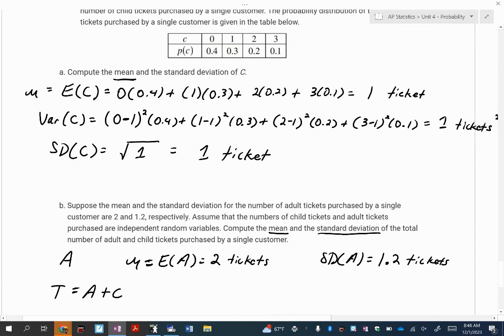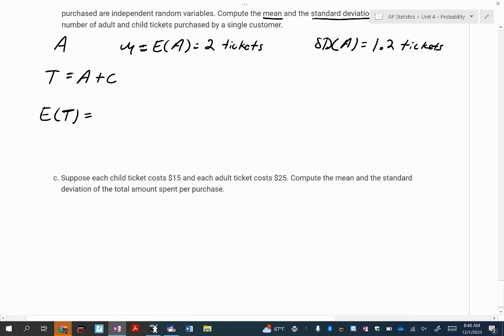You add this mean, which was 2, to the one we just found earlier. What was our mean of the child tickets? Oh my goodness, we did it. So I'm going to add 2 tickets plus 1 ticket and get 3 tickets. How's everybody doing? Hopefully you're thinking, nice, that was super easy.